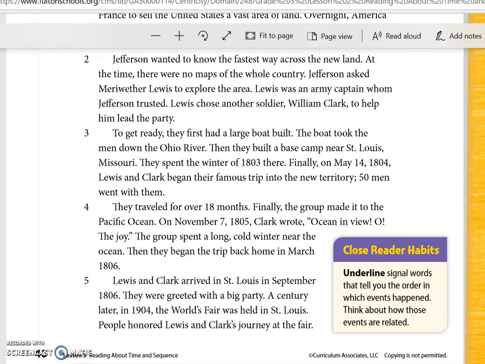Boys and girls, look over to your right side at the close reader habits. We have done what close readers do. Underline signal words that tell the order in which the events happen. Think about how those events are related.